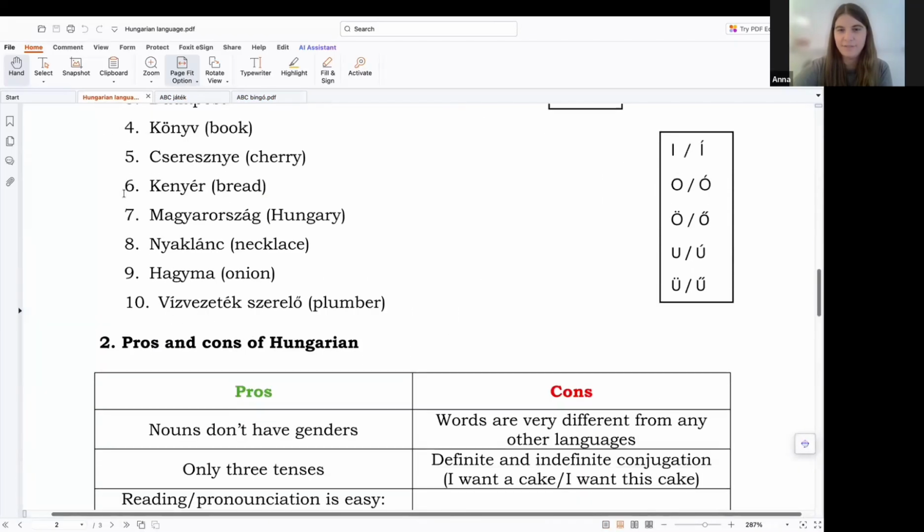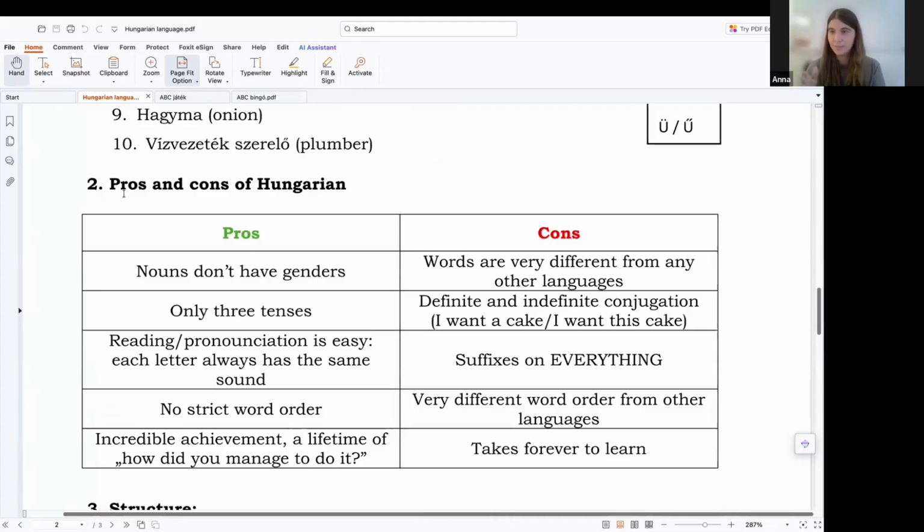about the structure of the language. Okay, I just wrote a couple of pros and cons to Hungarian. Is something you might have known, maybe not. But the first one, the pros, the good things about it, is that for example the nouns don't have genders, right?